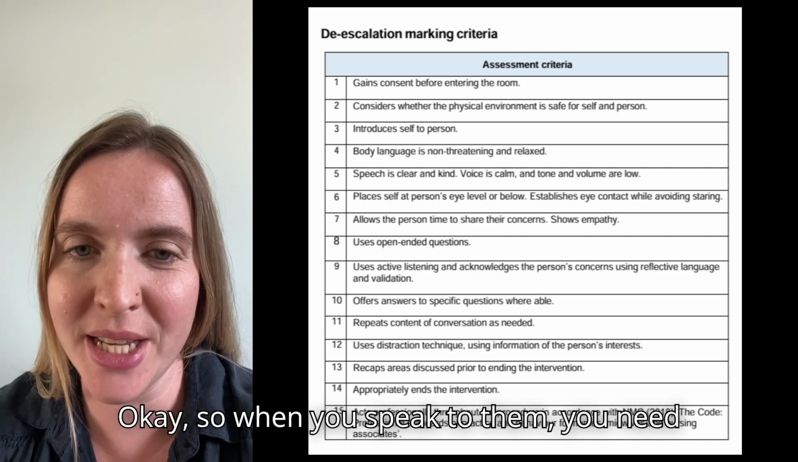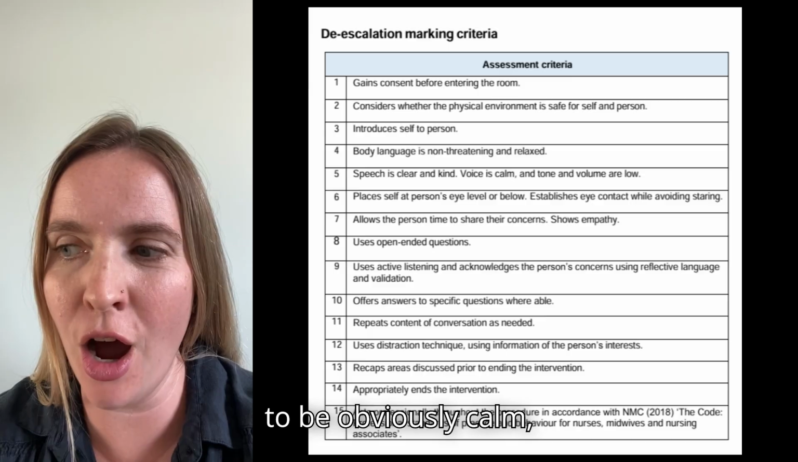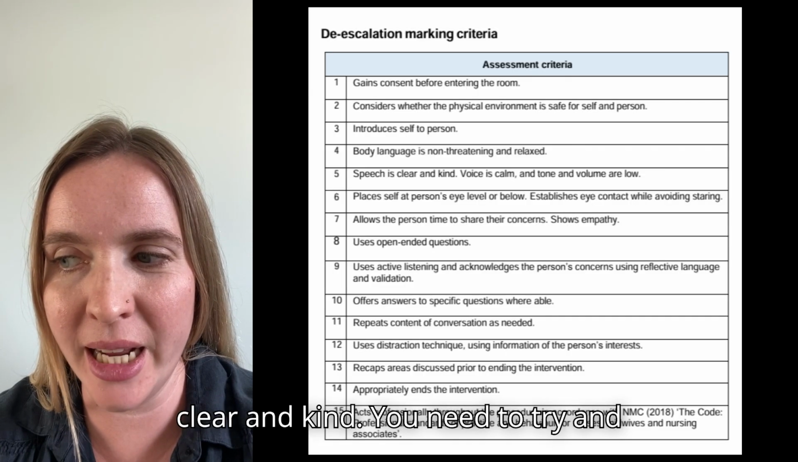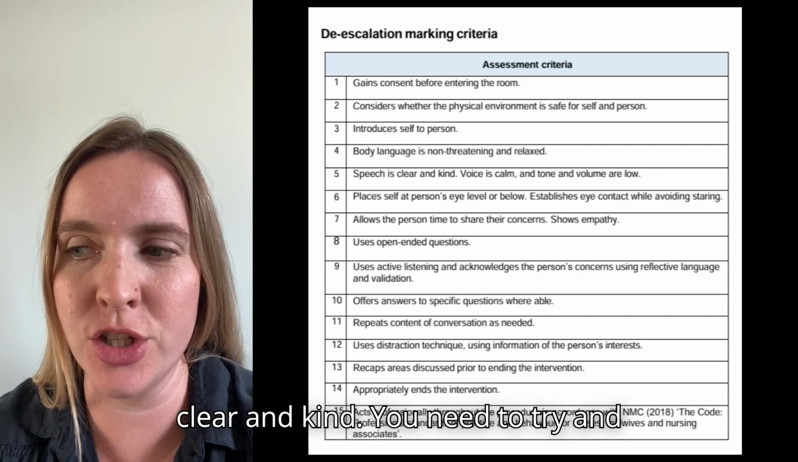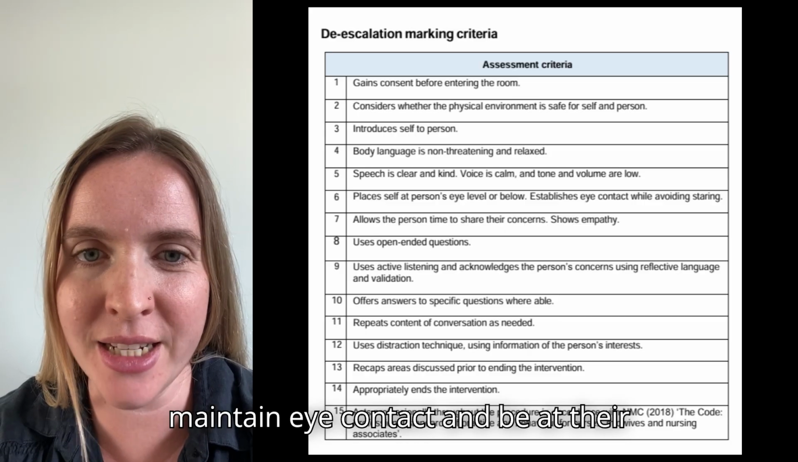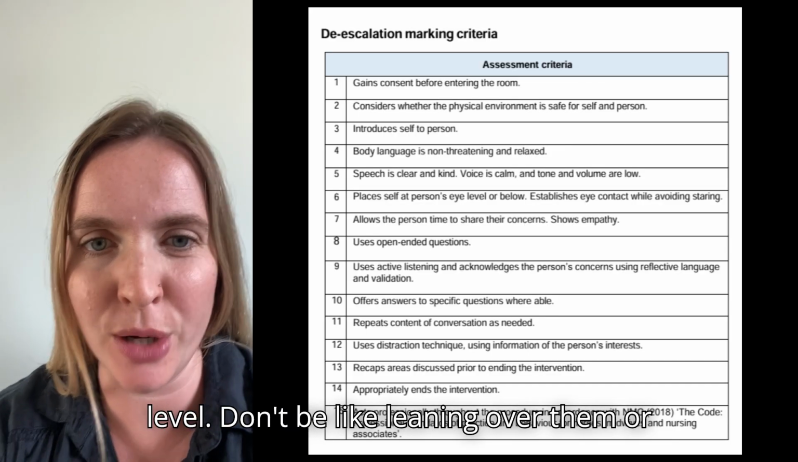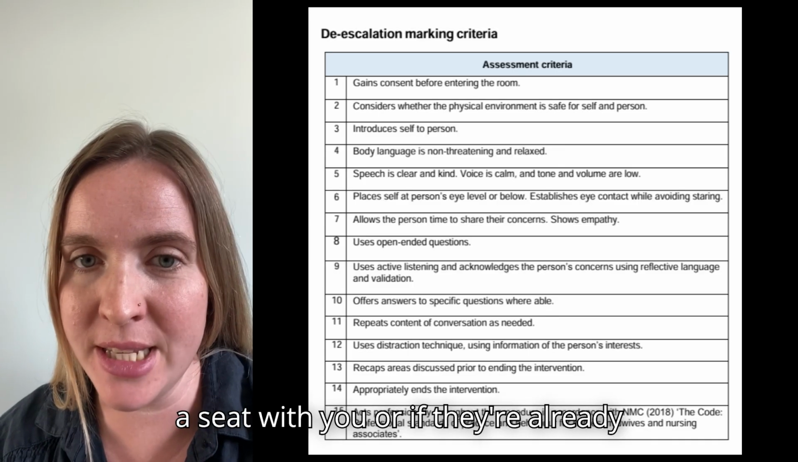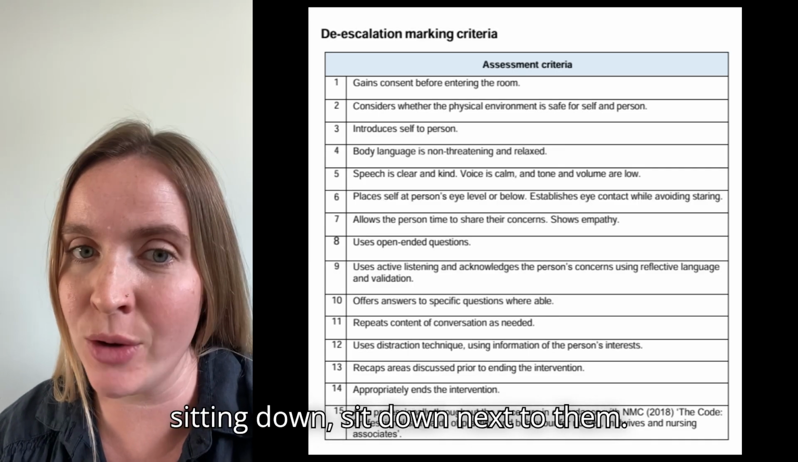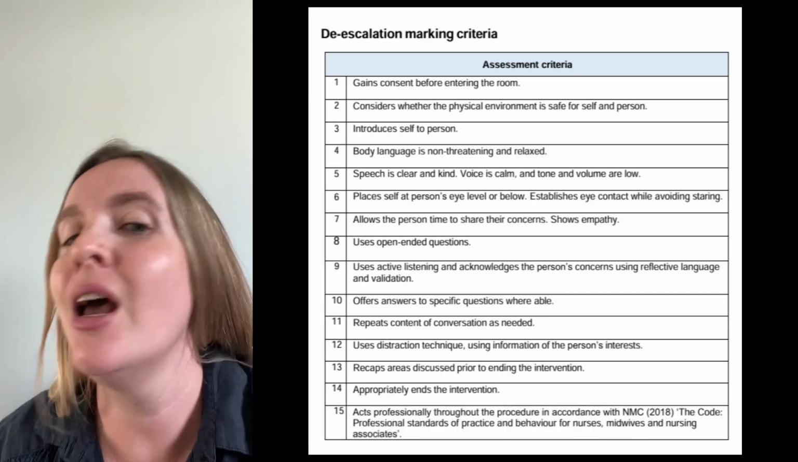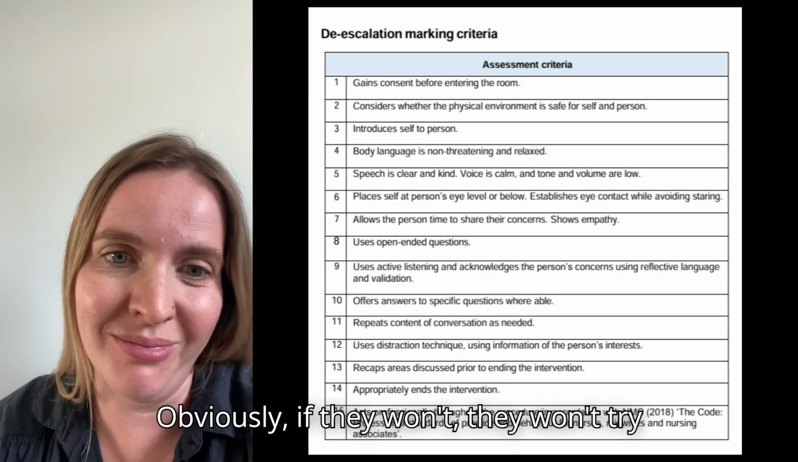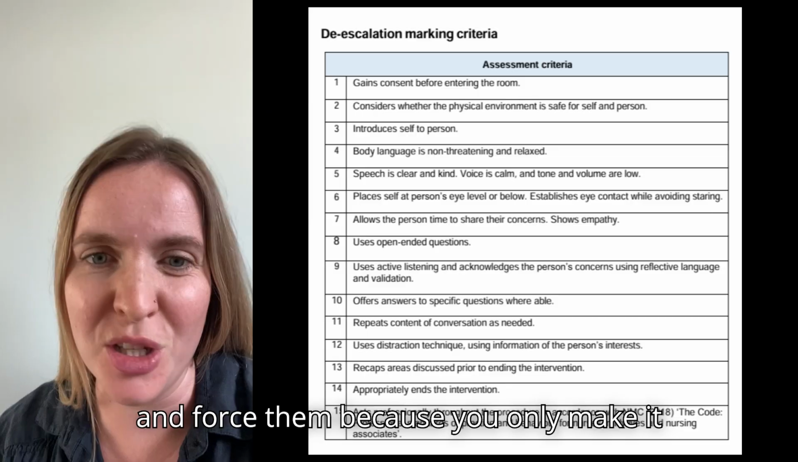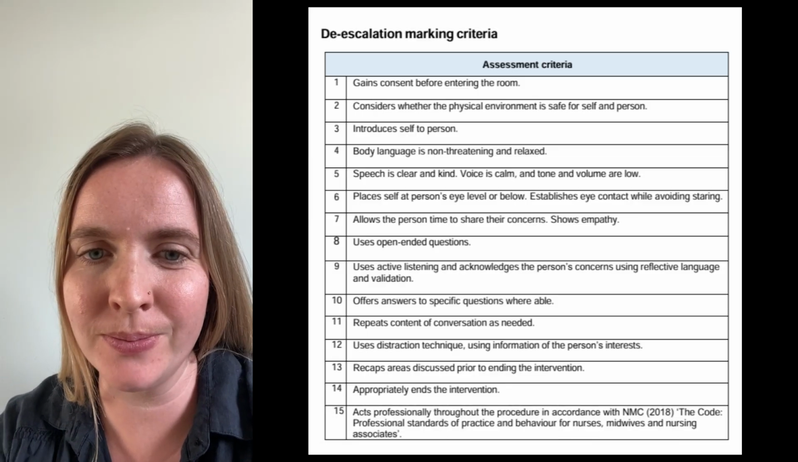When you speak to them, you need to be obviously calm, clear and kind. You need to try and maintain eye contact and be at their level. Don't be leaning over them or anything. If you can, get them to have a seat with you, or if they're already sitting down, sit down next to them. Obviously don't try and force them because you'll only make it worse.